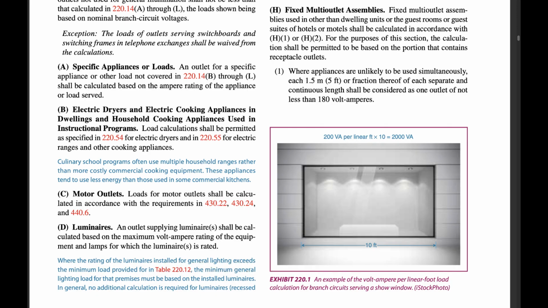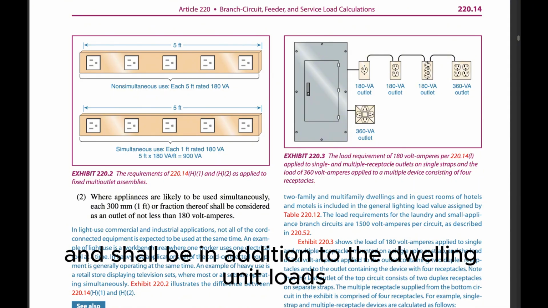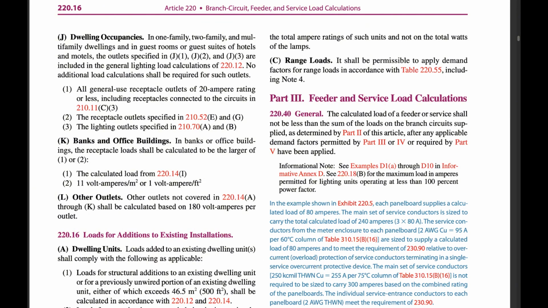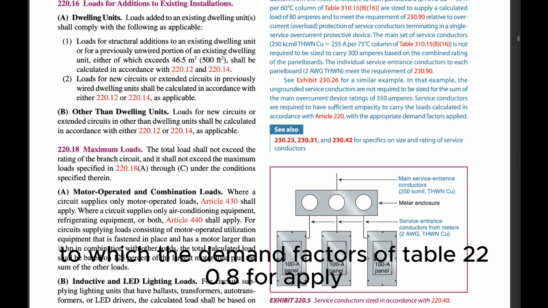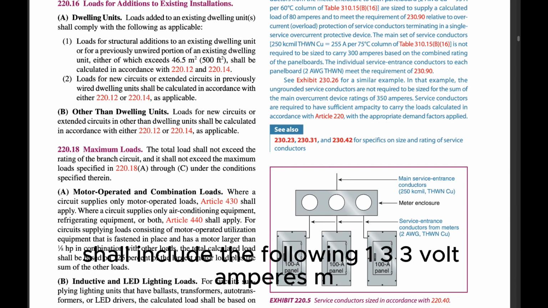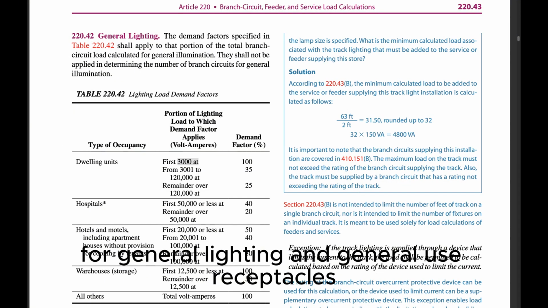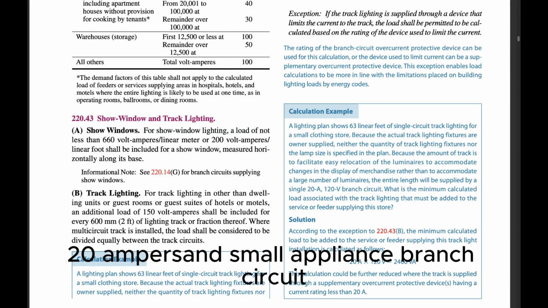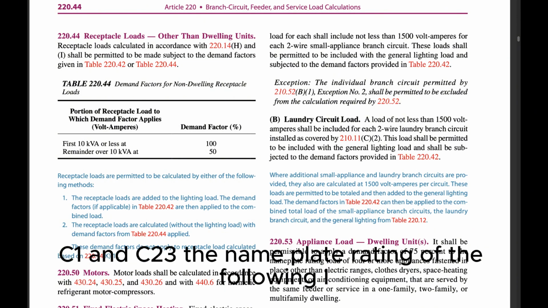House loads. House loads shall be calculated in accordance with Part 3 of this article and shall be in addition to the dwelling unit loads calculated in accordance with Table 220.84. C. Calculated loads. The calculated load to which the demand factors of Table 220.84 apply shall include the following: 1. 33 volt-amperes per square meter or 3 volt-amperes per square foot for general lighting and general use receptacles; 1500 volt-amperes for each 2-wire, 20 ampere small appliance branch circuit and each laundry branch circuit covered in 210.11(C)(1) and (C)(2).